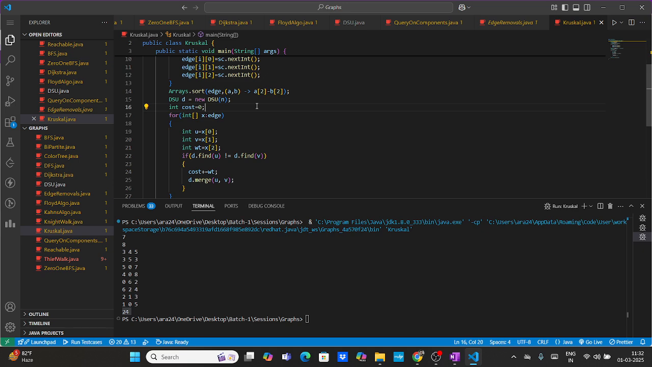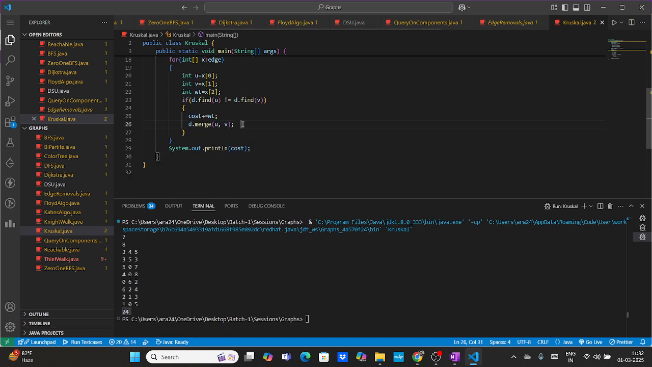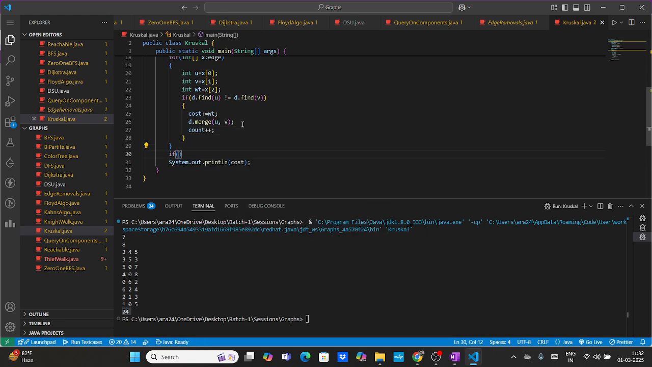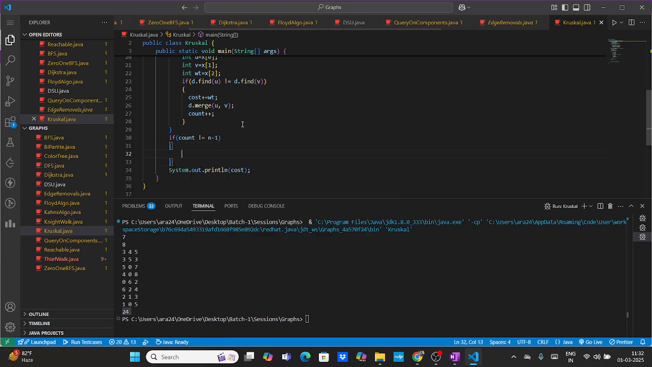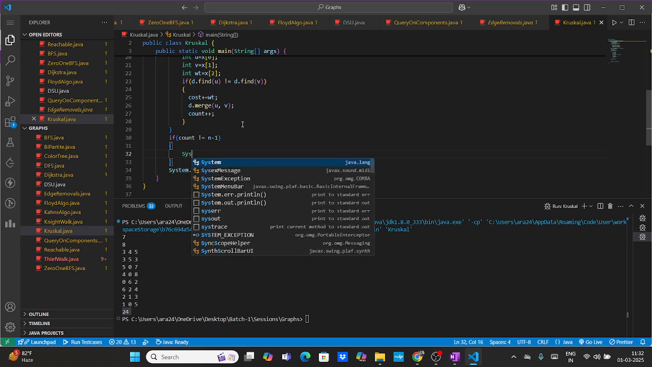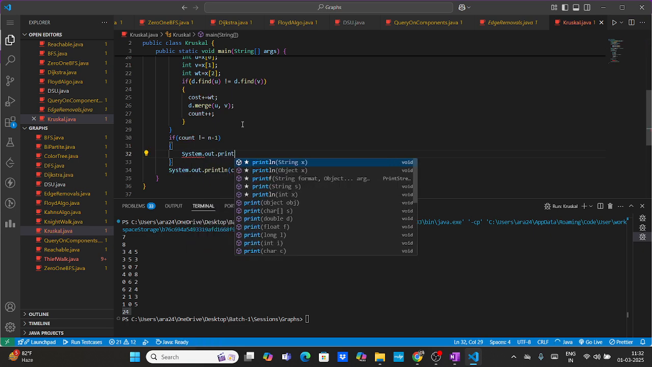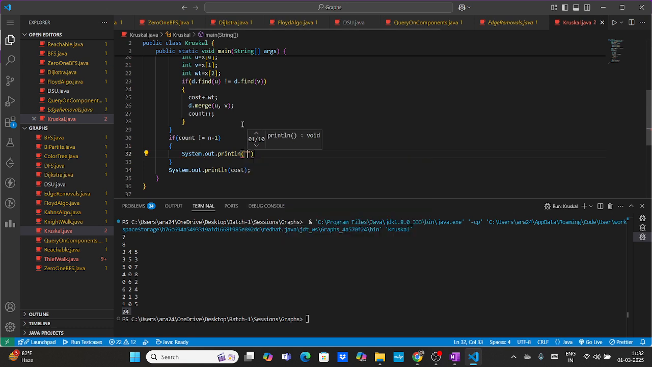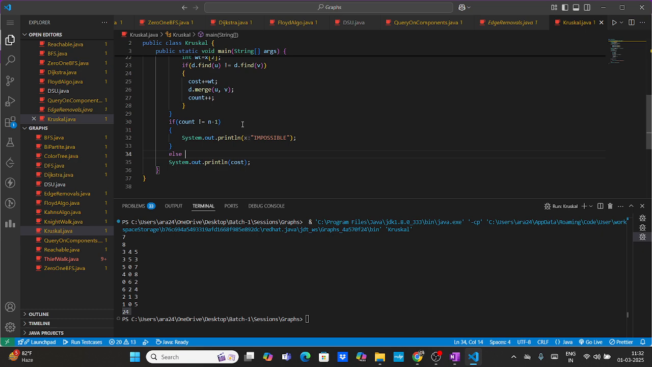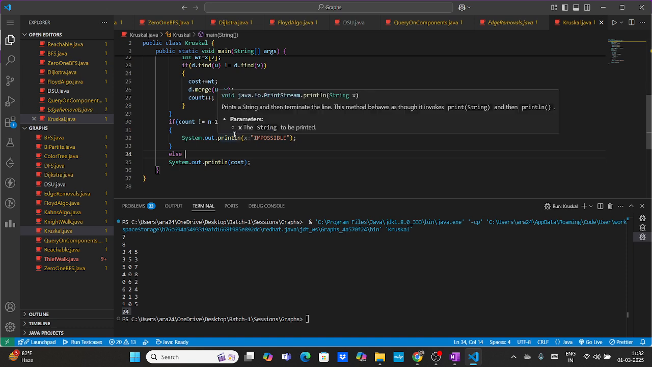So you can keep an edge count, count equals 0. Count plus plus. If count is not equal to n minus 1, then print impossible or not found. Okay, clear?